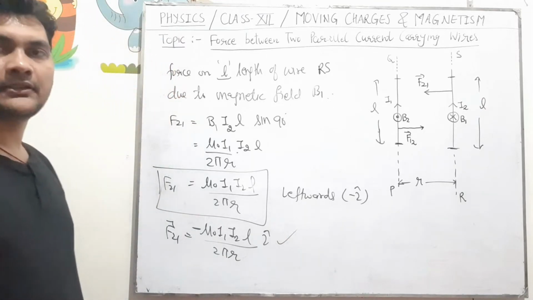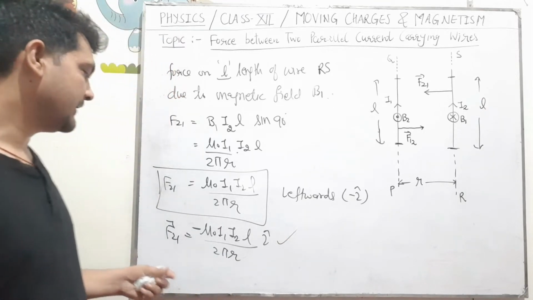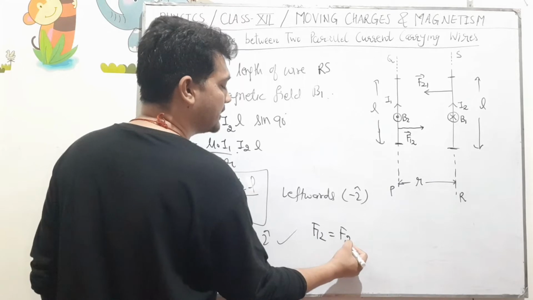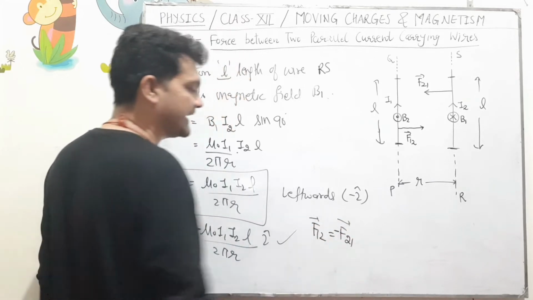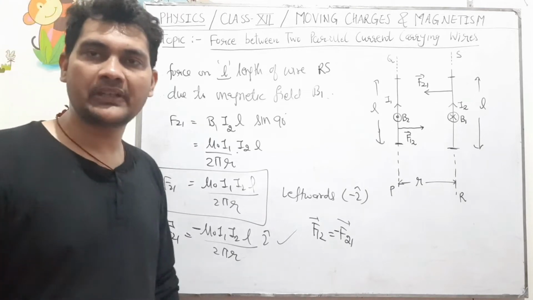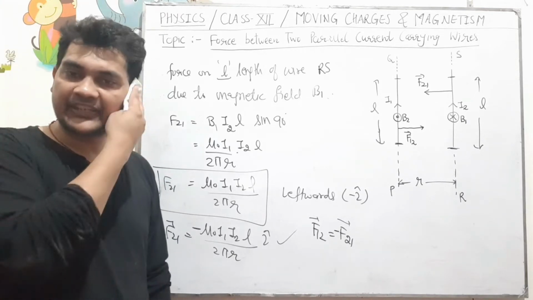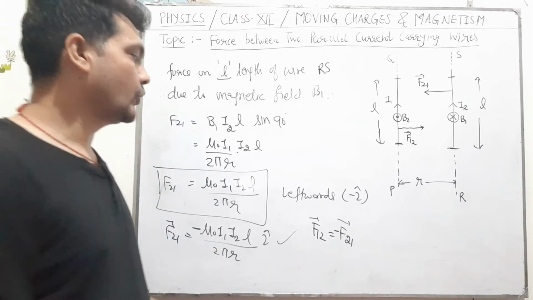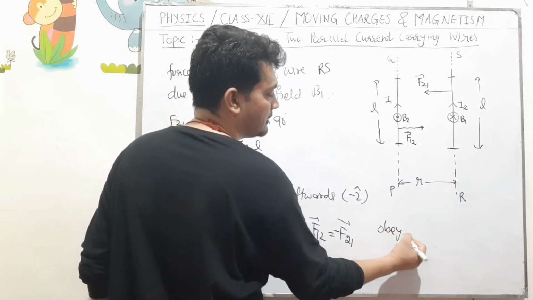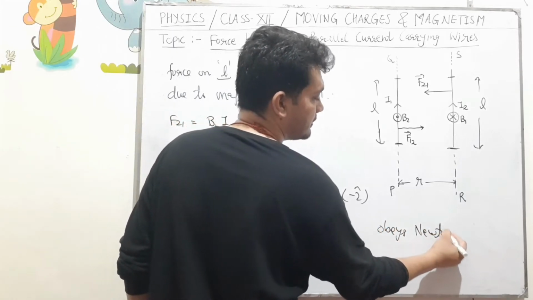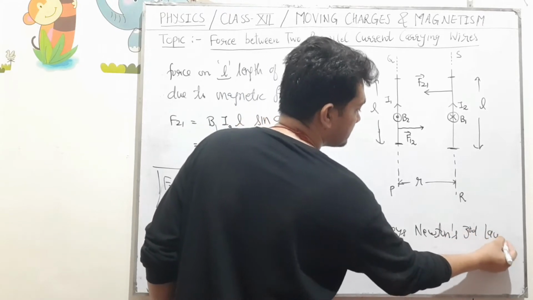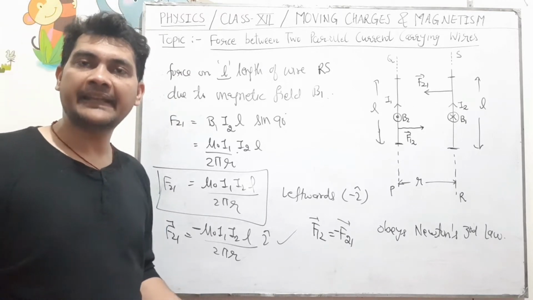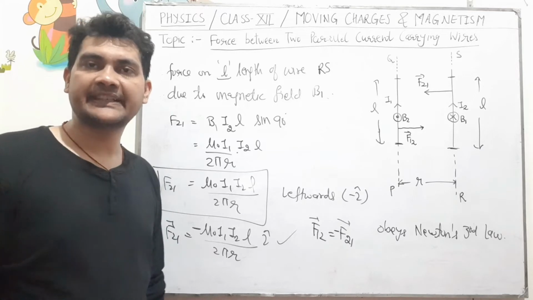And now you can watch the video again and rewind, and you can see that F12 and F21 are equal in magnitudes but opposite in direction. Therefore I am writing a negative sign here. F12 and F21 are equal in magnitudes but opposite in directions. Therefore I have written F12 vector is equal to minus F21 vector. It means they obey Newton's third law of motion. So this is the derivation for the force on length L of two parallel wires carrying current in the same direction.